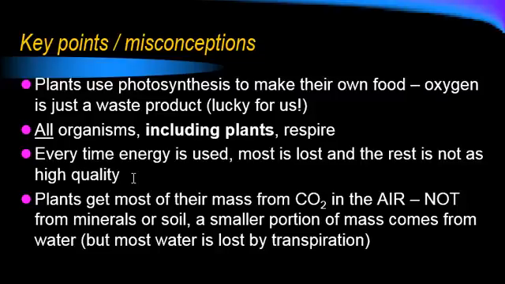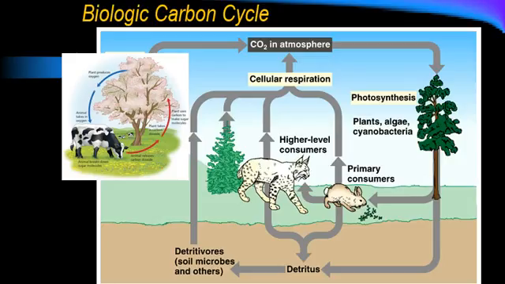And the plants are actually getting most of their biomass from carbon dioxide in the air, not from minerals, not from the soil. A small portion of their mass comes from water, but actually most of that water that they take in photosynthesis is going to be lost by the plant breathing out in a process called transpiration, which we're going to come back to later. So this forms that basis of that carbon cycle, which we'll talk about in more detail later in this unit. It also forms the basis for food chains and food webs.